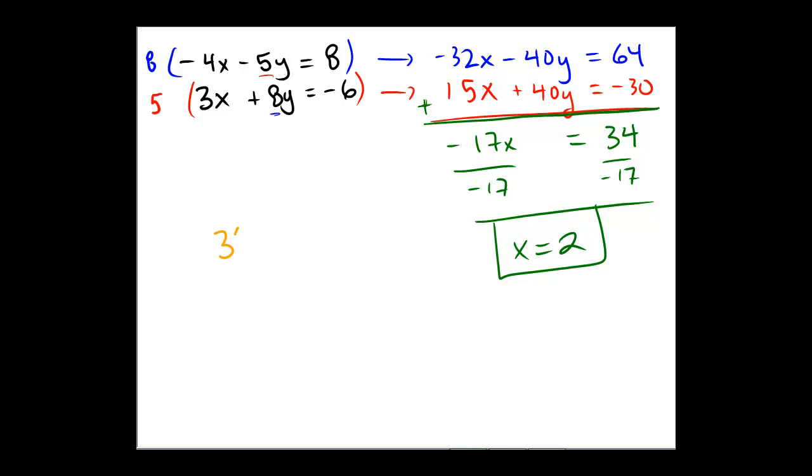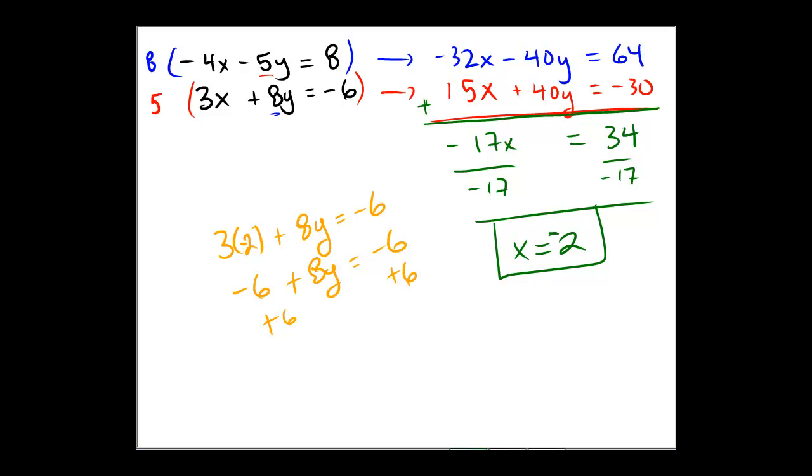So 3 times 2, whoops, 34 divided by negative 17 was negative 2. I forgot my negative sign there. 34 divided by a positive number divided by negative number is negative. So we have 3 times negative 2 plus the 8 times y equals negative 6. Negative 6 plus 8y equals negative 6.